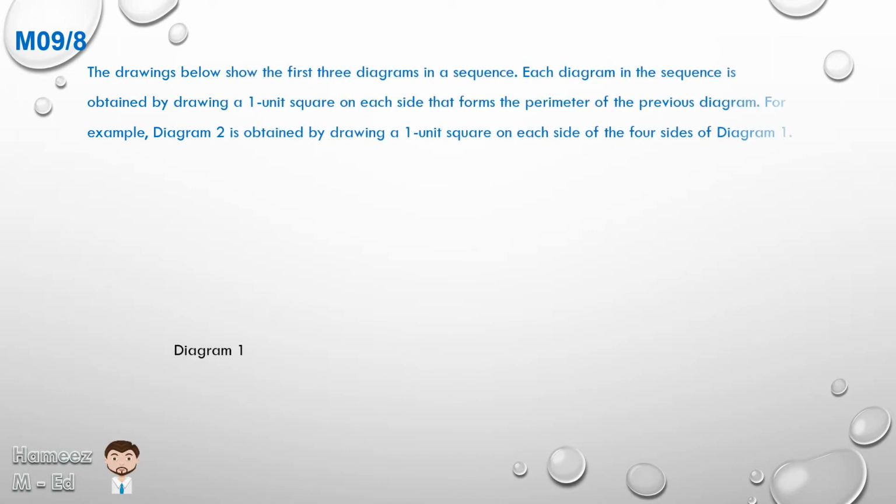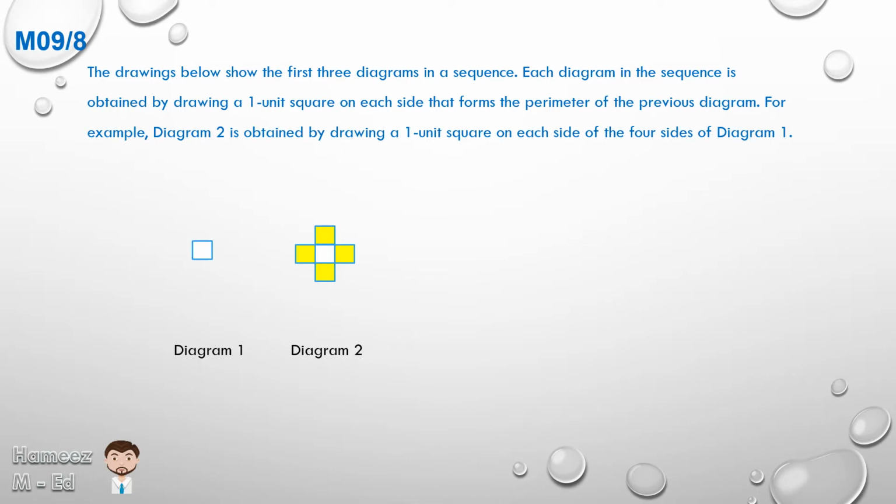May 2009, number 8: the drawings below show the first 3 diagrams in a sequence. Each diagram in the sequence is obtained by drawing a 1-unit square on each side that forms the perimeter of the previous diagram. For example, diagram 2 is obtained by drawing a 1-unit square on each of the 4 sides of diagram 1. So, we will extract diagram 1, and there are 4 sides. As such, we will get 4 squares. We have them as 4 yellow squares.